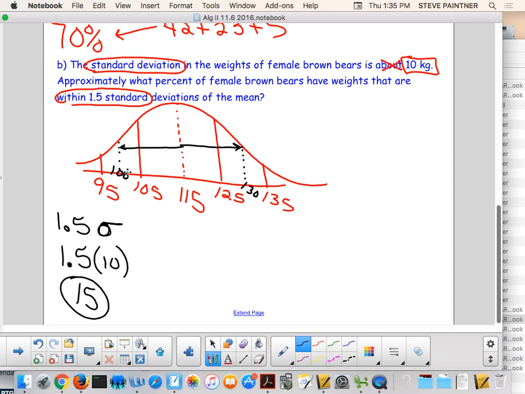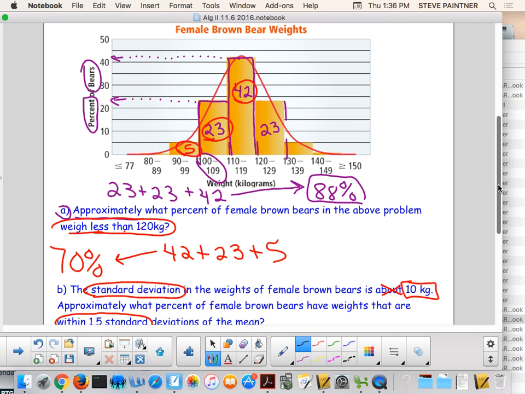So here's what it's really saying. Approximately what percent of the female bears have weights that are within 100 and 130? That's what it's really saying. So now go back up to your picture. Go up there and look. How many bears fall between 100 and 130? If you go to your picture, right here, where's 100? There. Right here. Where's 130? Right there. What's the percentage?